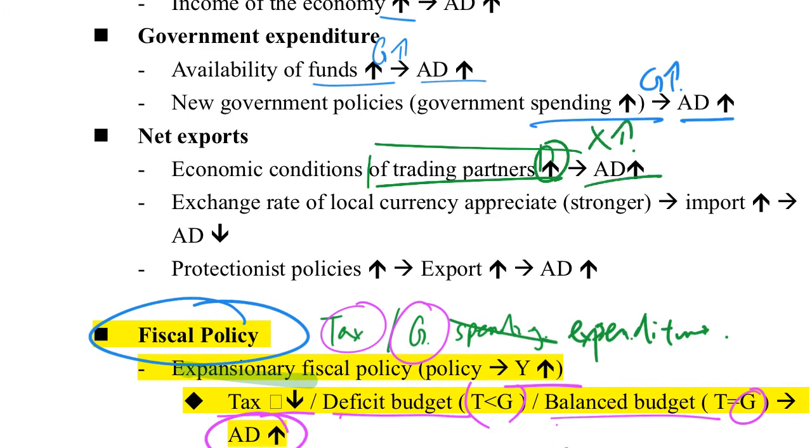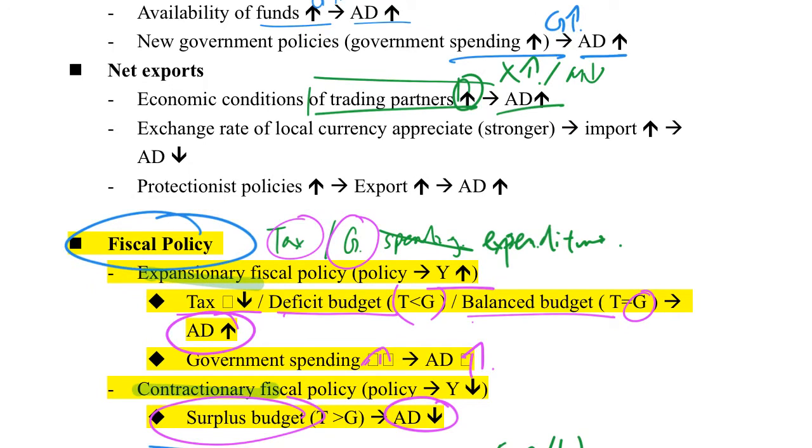Or another way is that because they have better economic conditions, we know that there will be inflation in that country. So if they have inflation, that means relatively their goods will become less attractive to our local people. So our local people will try to reduce the amount of imported goods. So the import will become lower. Both of them will be advantageous to the net export. So the AD increases.